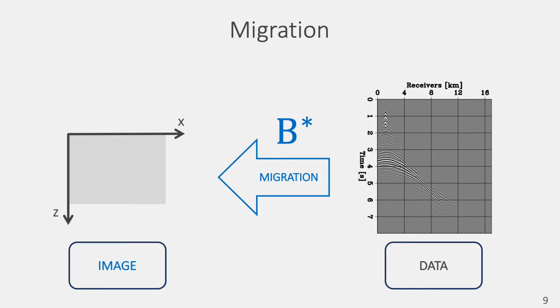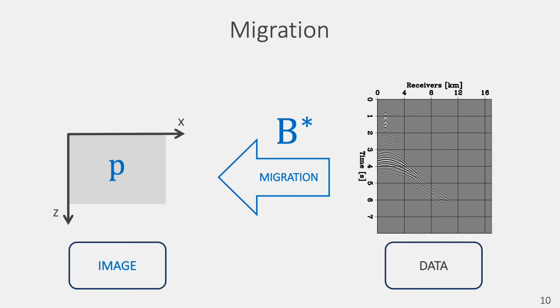Before we go any further on how to compute g of mi, we need to first introduce a few concepts, and we begin with conventional migration. It is a linear mapping from the data space that outputs an image or a perturbation, p, representing the various interfaces between rock layers in the subsurface.